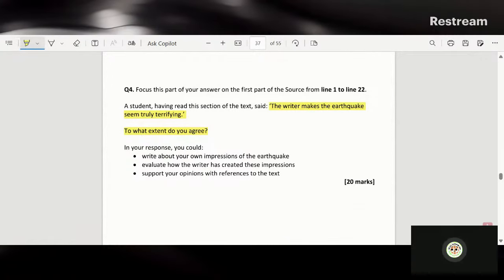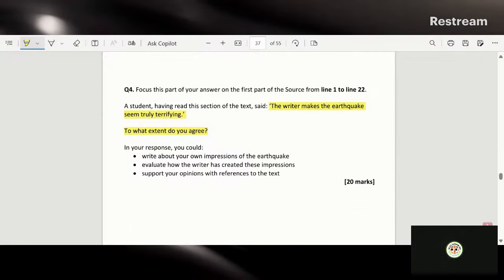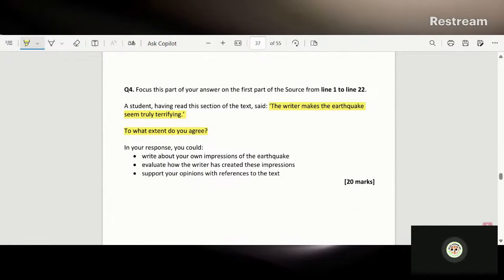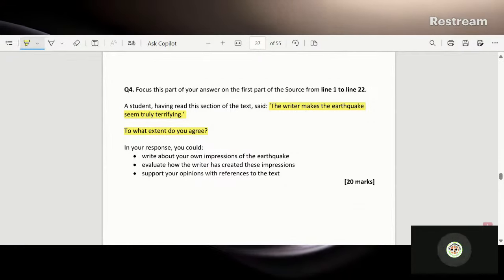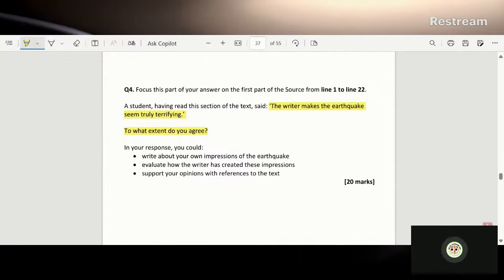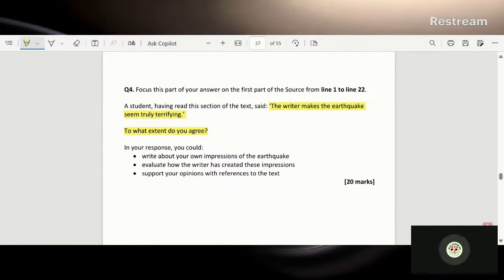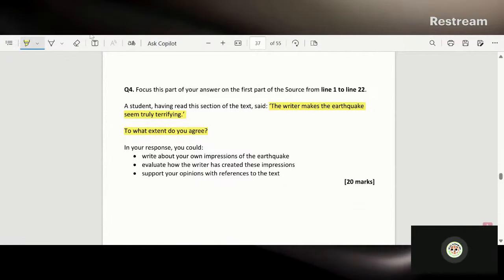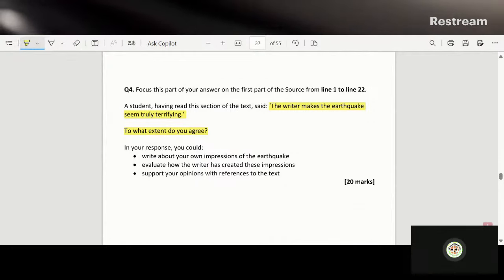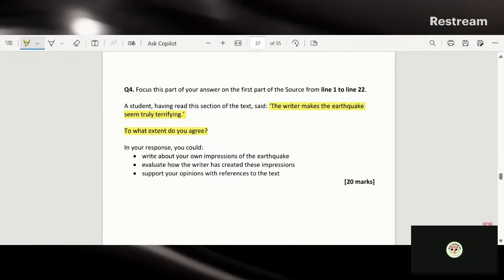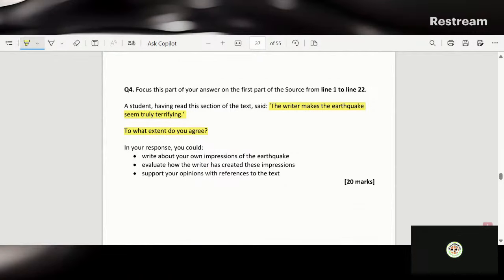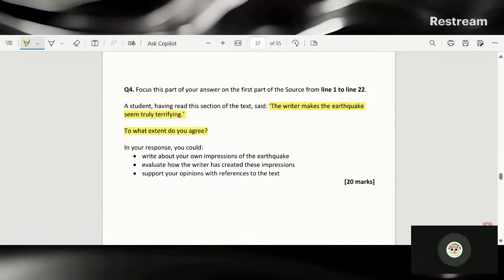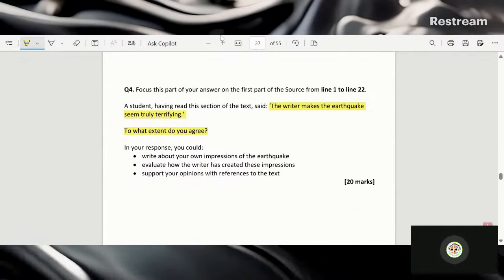Now, mostly these phrases are quite easy to agree with. And therefore, that's why they're testing you, because they also want you to mention some evaluative points suggesting that it's not all worth agreeing for as well. So we've actually annotated the entire text already, so I'm just going to go straight into it, and I don't want to use any more of your time. So let's answer this last question. Okay, so question 4. So remember, the statement is focused on the writer making the earthquake seem truly terrifying.